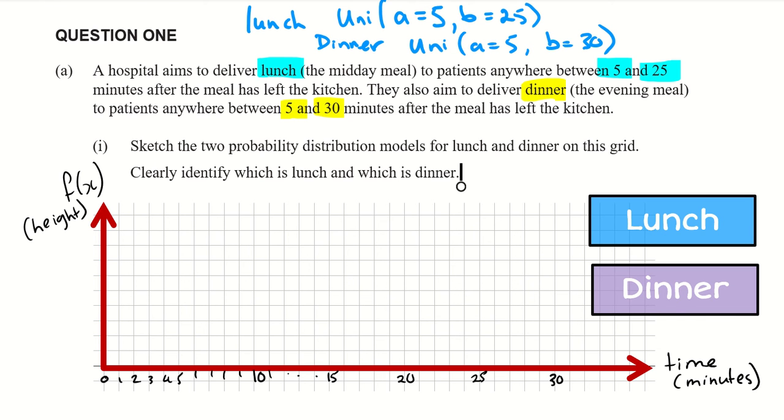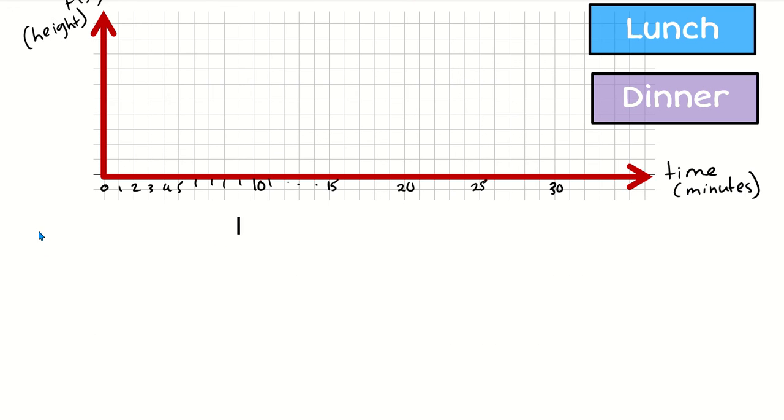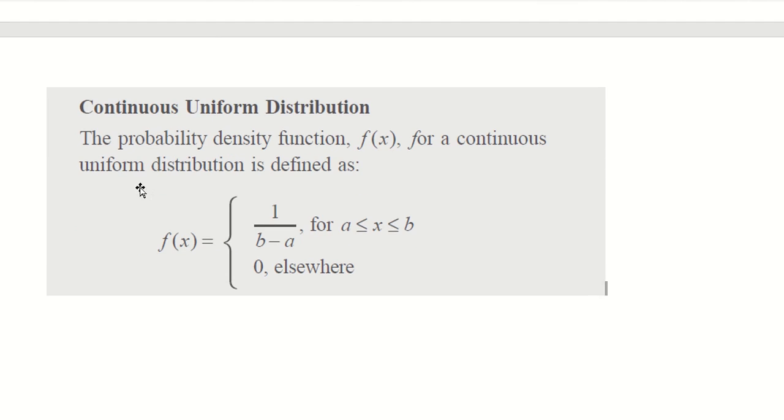Now I need to work out the height. In order to work out the height, I've actually got to do a calculation first. On your formula sheet, you have been given a formula, and I'm just going to grab that and paste it in here. So this is the formula that you are given on the formula sheet. It shows us that your height is 1 over b minus a. So that is f of x, which is your height. So that's what we want to use.